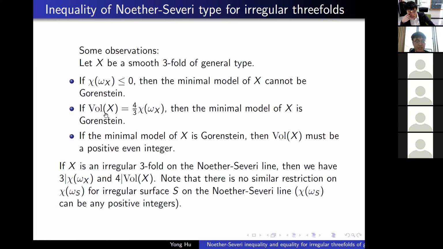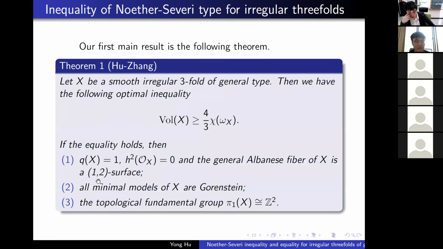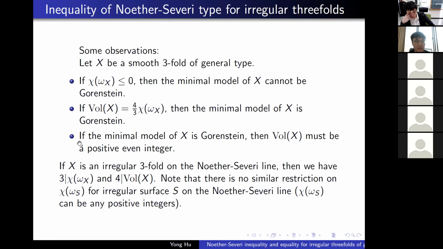And if the canonical volume is equal to 4/3 chi omega X, then the minimal model of X is Gorenstein. This follows from our theorem, statement 2. And if the minimal model of X is Gorenstein, then the canonical volume must be a positive even integer. This is a fact. It follows from the Riemann-Roch formula.